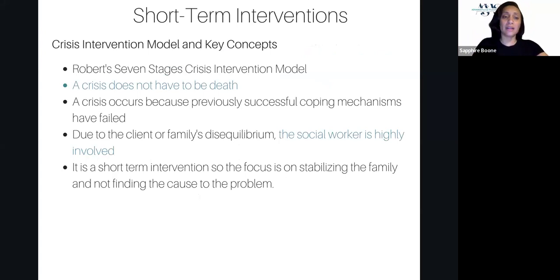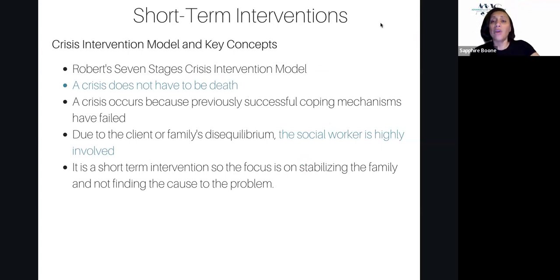Then we have crisis intervention, the Roberts 7 stages of crisis intervention model. The thing I want you to make sure you know is that a crisis does not have to be a death. It's just something that throws your client off in their balance or equilibrium. So if they were able to cope at this point, all of their coping strategies are not working.